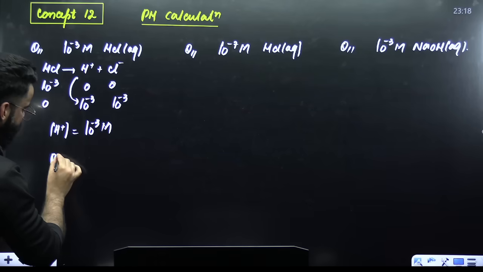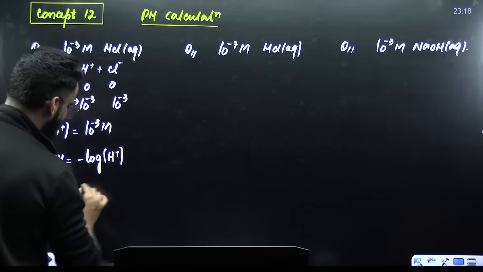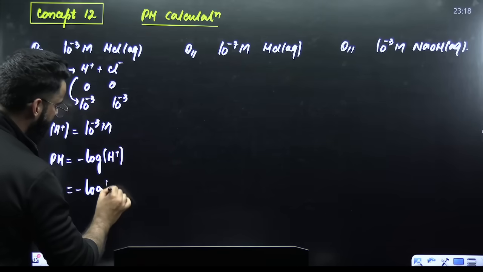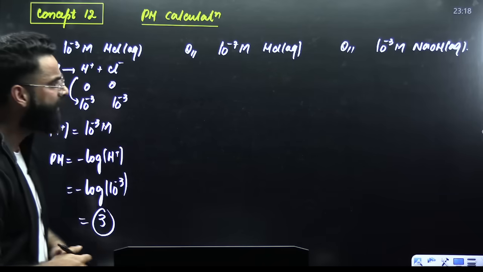How do we calculate pH? pH is nothing but minus log of H positive ion concentration. So it is nothing but minus log of 10 raised power minus 3. So this value will come out to be 3 directly. Right?